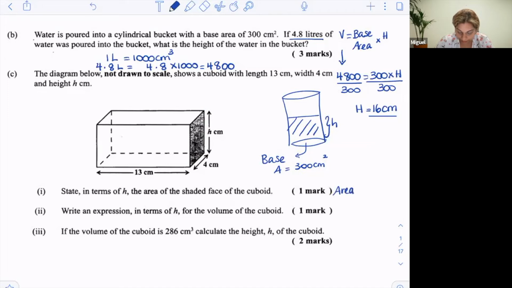It is a rectangle. So area of a rectangle, L by W. Work it out, and you will get your answer in terms of H. That is fine because we have not worked out the value of H. And they did tell you to state in terms of H. So that means that H must be part of your answer. Who has the answer?